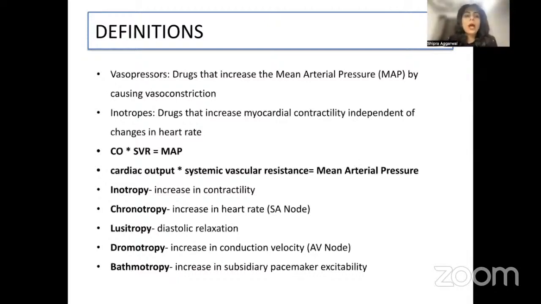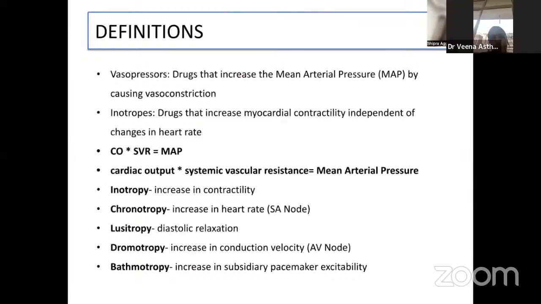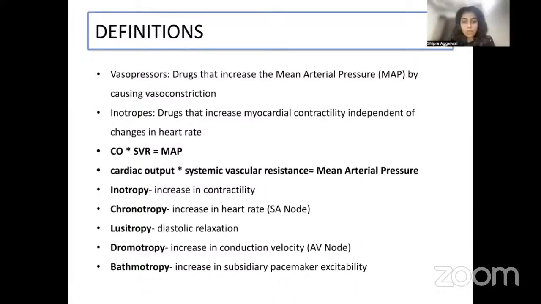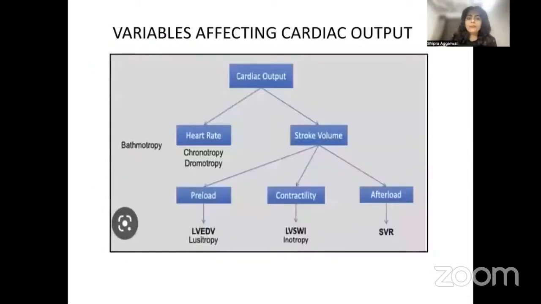Now there are certain other terms which are important. First one is inotropy, which means increase in the contractility of the heart. The next is chronotropy, which means increase in the heart rate, and the drugs here mainly act on the sinoatrial node. Then the next is lusitropy, which means the diastolic relaxation. Dromotropy, which is increase in the conduction velocity by acting on the atrioventricular node. And bathmotropy, which increases mainly the pacemaker excitability.